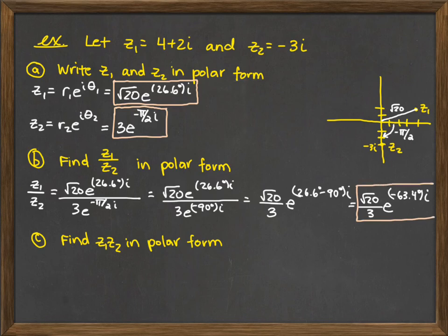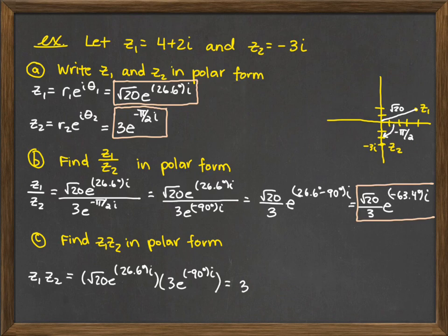Now I want to find the product. To find the product, I'm going to multiply them together. So I've got the square root of 20 e to the 26.6 degrees i times 3 e to the negative 90 degrees i. So I multiply the constant terms, I multiply the r, so 3 square root of 20. And then I'm going to get e to the 26.6 degrees plus a negative 90.